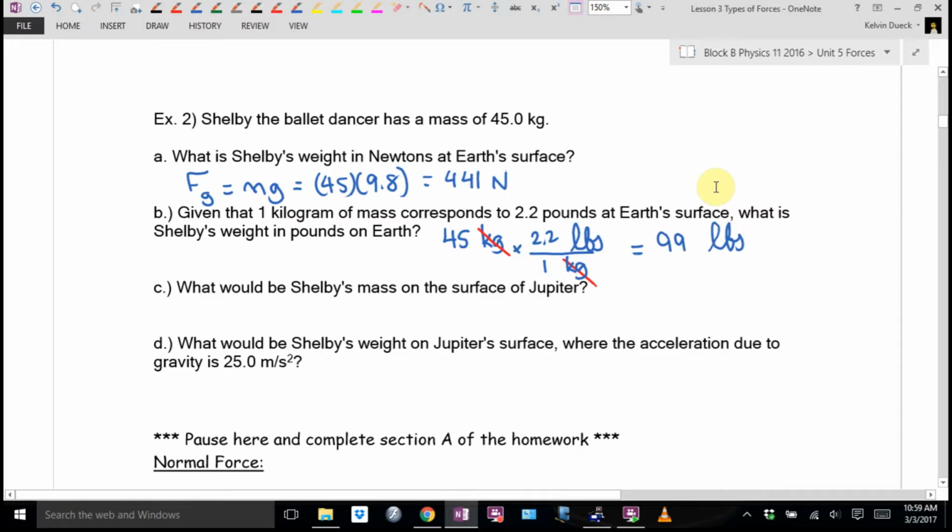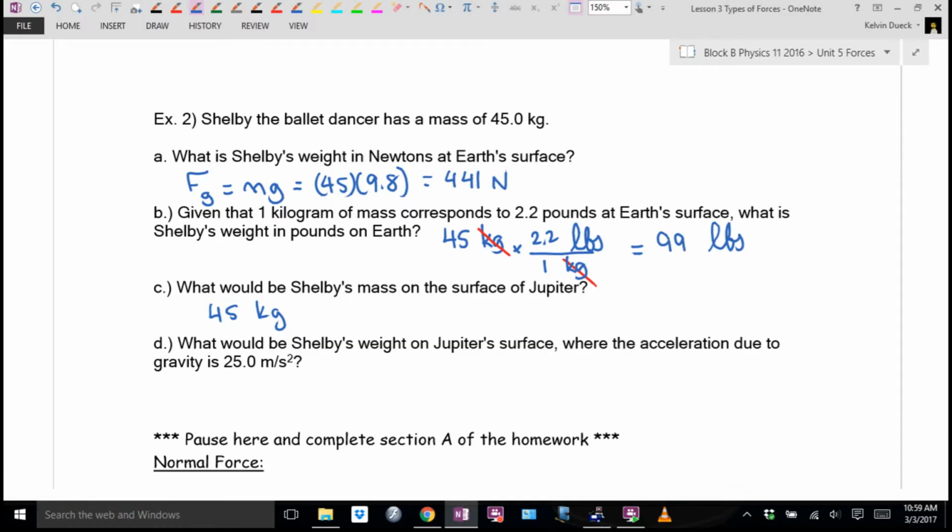Let's see. What would Shelby's mass be on the surface of Jupiter? Too slow. What would her mass be on Jupiter? You all know the answer right now instantly. 45 kilograms. Your mass is universal. It doesn't change. It's a measure of your inertia. It comes from the protons and neutrons and electrons that make up you.